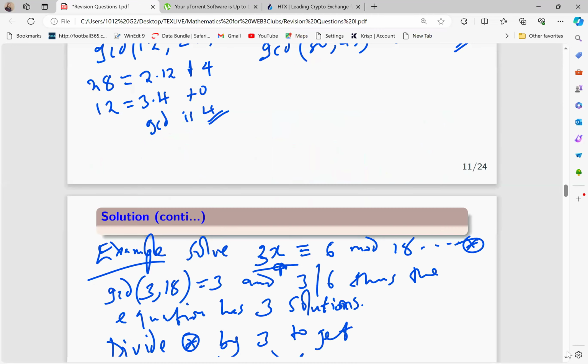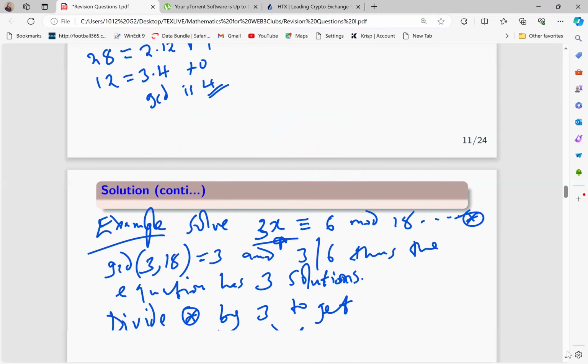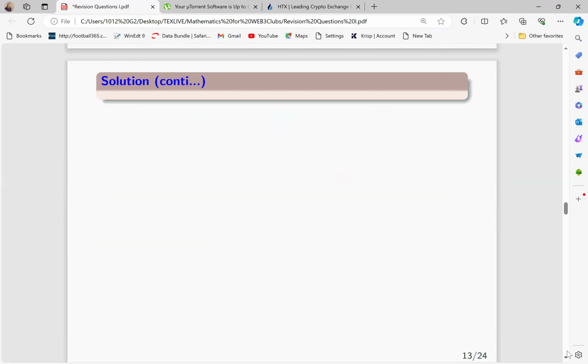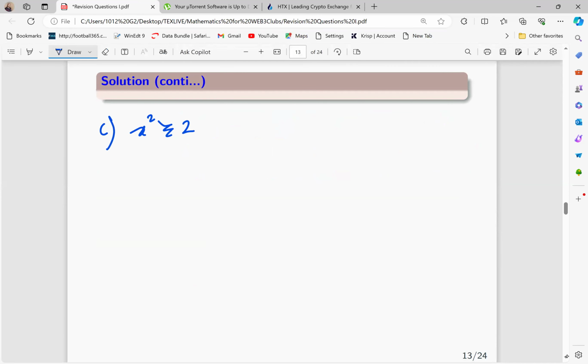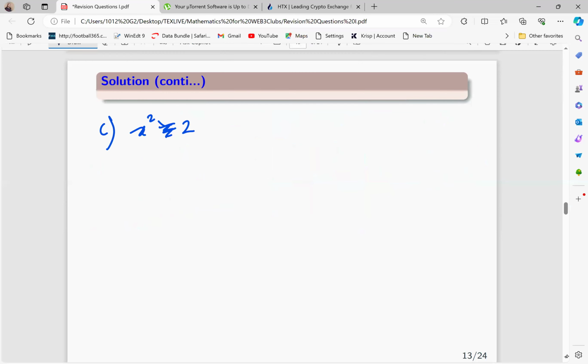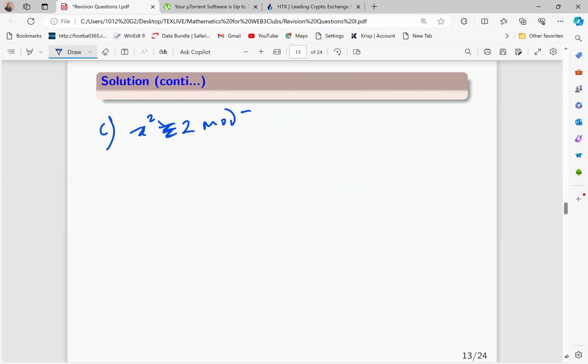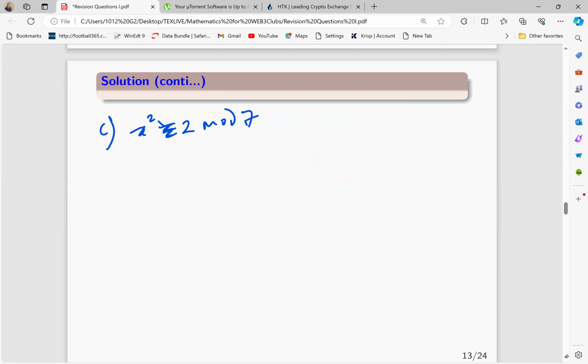X squared congruent to 2 mod 7. Question C: x squared is congruent to 2 mod 7. That was the question. Is that okay? Now 7 here is a small modulus, so we can just try.